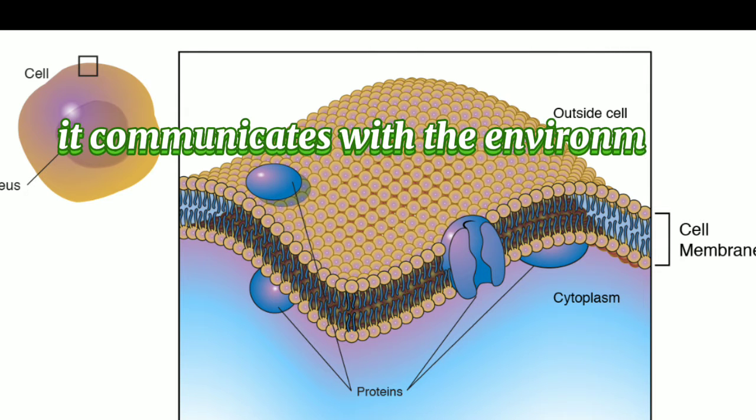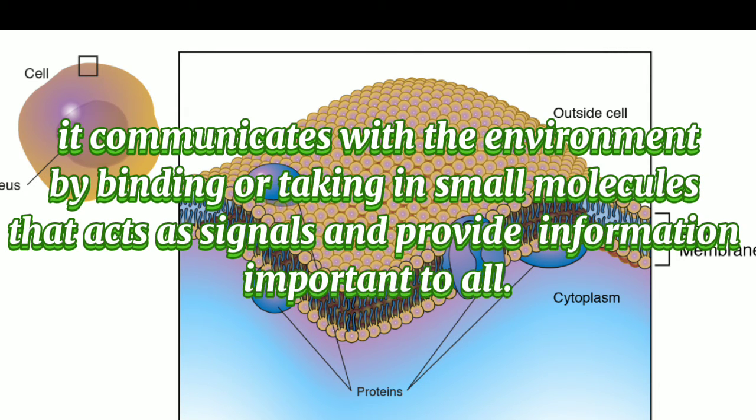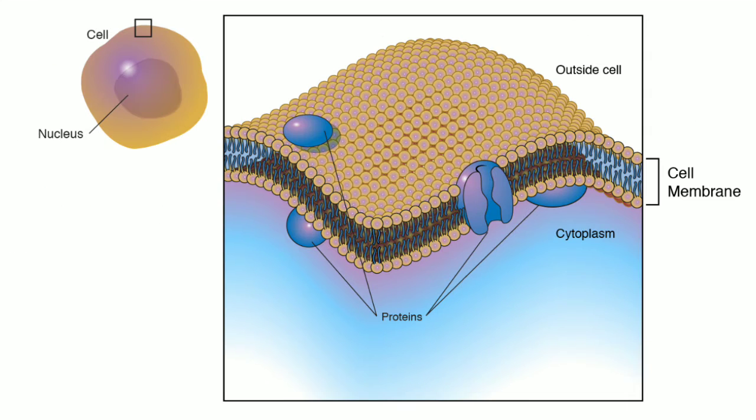It communicates with the environment by binding or taking in small molecules that act as signals and provide information important to the cell. The information might relate to the nutrients or toxins in the area, as well as information about other organisms.